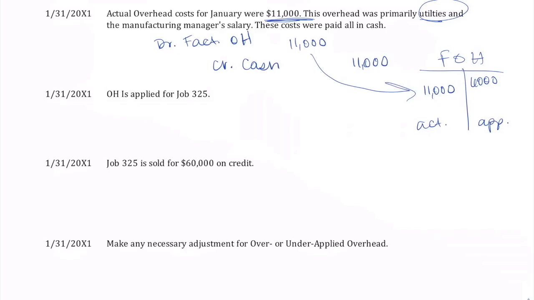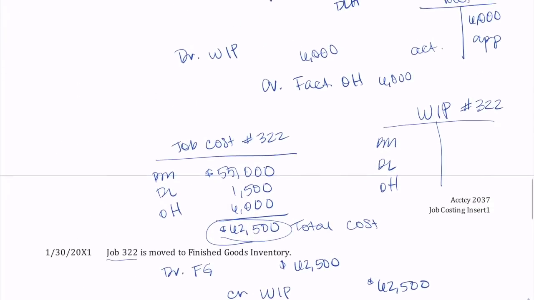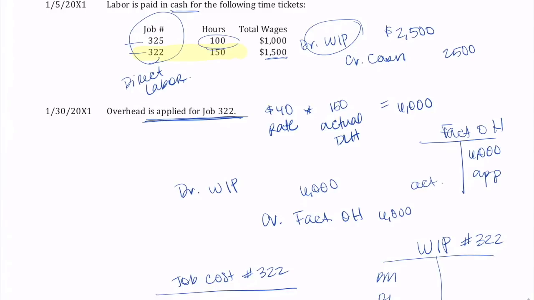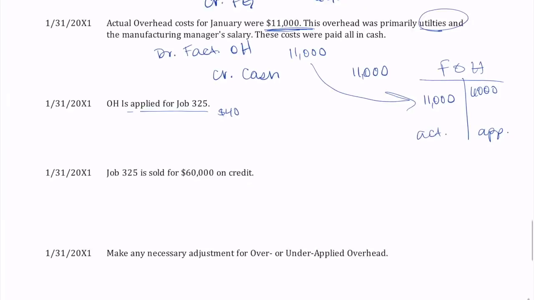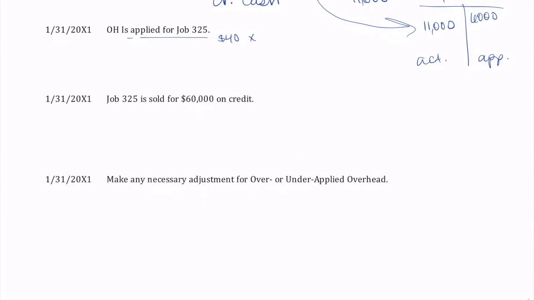All right. The next step, overhead is applied for job 325. How are we doing that? We're taking our $40 rate per direct labor hour, and we're multiplying it by the actual amount of hours for that job. If we have to scroll back up, we can see that there were 100 hours for that job. So we apply the overhead for job 321, we take our $40 rate and multiply it by 100 actual hours on that job and get $4,000 in overhead applied.